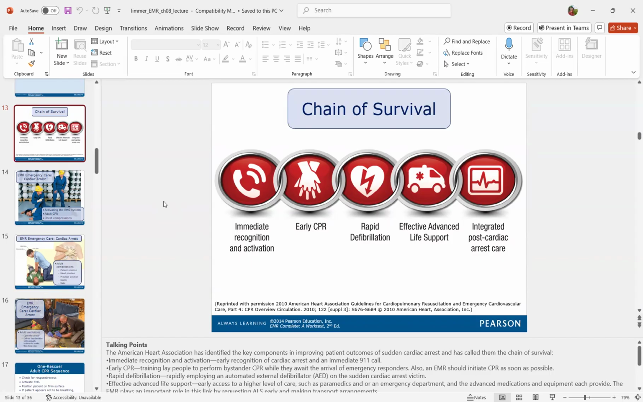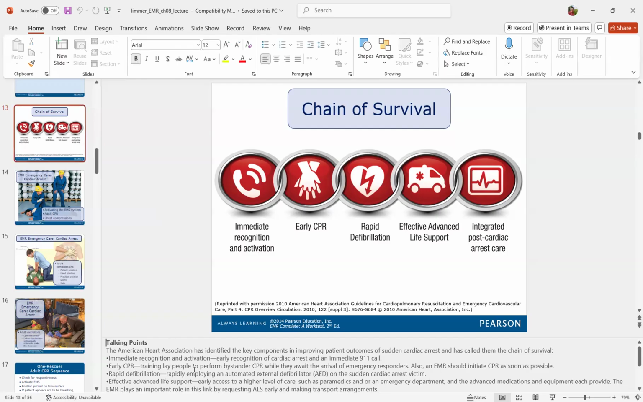Early CPR is training lay people, so just everybody out in the public, to perform bystander CPR while they wait for us to respond to these. We should try to initiate CPR as soon as possible. Rapid defibrillation, rapidly employing an AED or automated external defibrillator on sudden cardiac arrest victims. This is why these are being placed in a lot of areas as well. Effective advanced life support, so early access to higher levels of care like paramedics or ALS, and then emergency departments, and advanced medications and equipment, so they can provide some of the medications and push some of that.